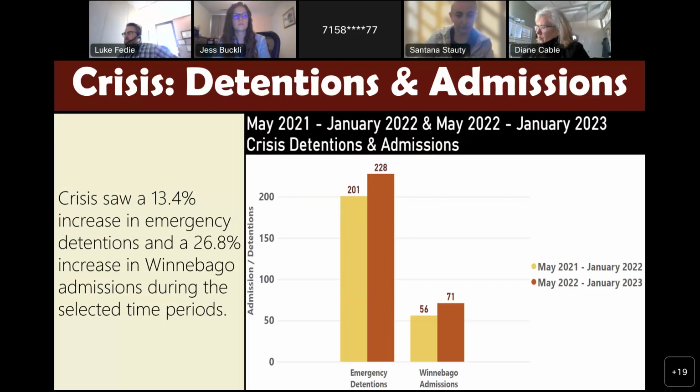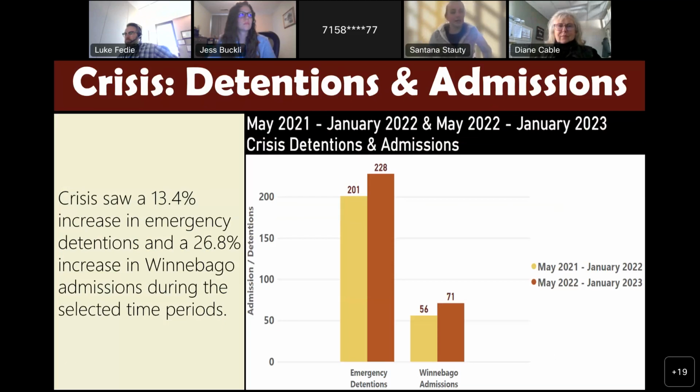But that's funneled through the police at this point? No, typically the entities themselves can reach out. So someone from Haven House, someone from Sojourner can reach out and connect with us here. Okay, perfect. Thank you, Luke.